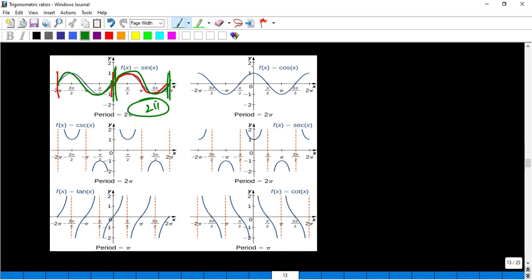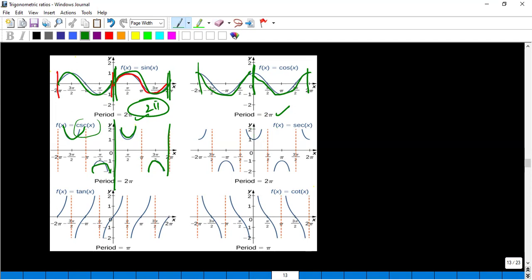Then what do you tell about cos? Just see this. Cos function also is repeating at every 2 pi. What do you tell about cosecant? I am taking this particular section. It is coming here. Again, see here. So cosecant section also is repeating at a 2 pi period. Secant section also is repeating at a 2 pi period.